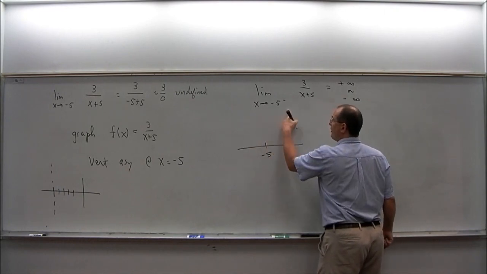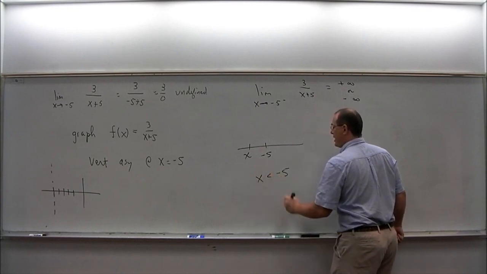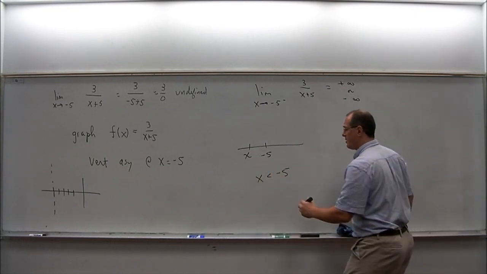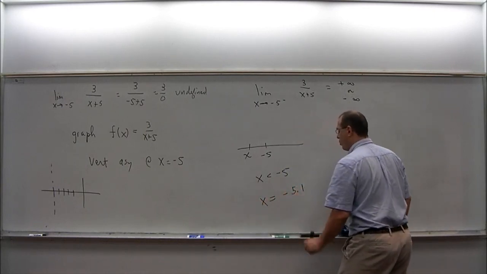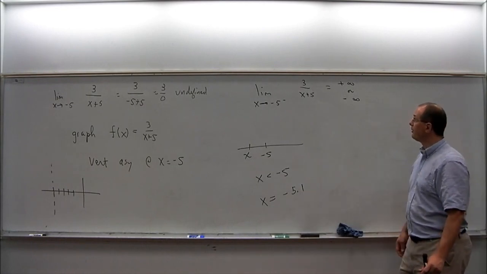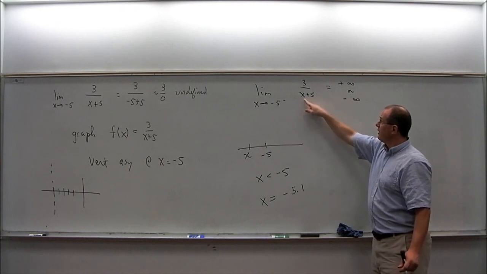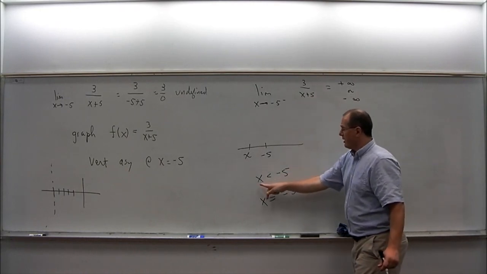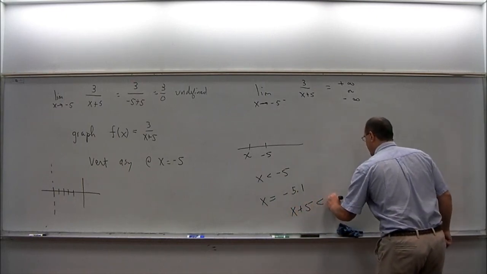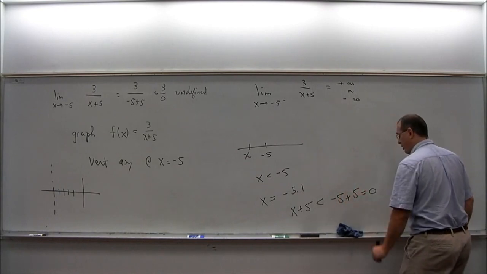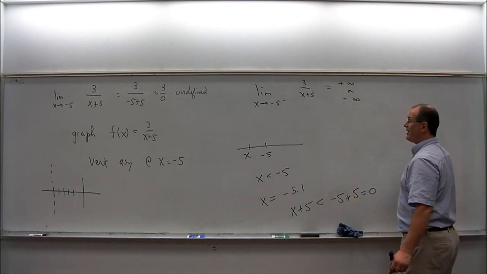X is going towards -5 from the left side. So x is less than -5. So think of x as being a number like -6, or -5.1 if you want to make it a little bit closer. So you add 5 to that. Since x plus 5 is in our denominator, we want to add 5. X is less than -5, so x plus 5 is going to be less than -5 plus 5, which is 0. So x plus 5 is less than 0. X plus 5 is negative.